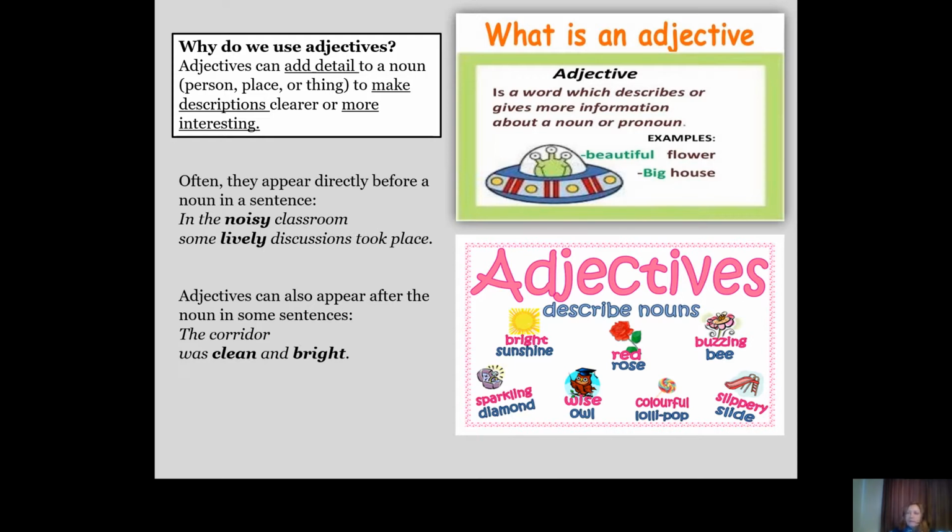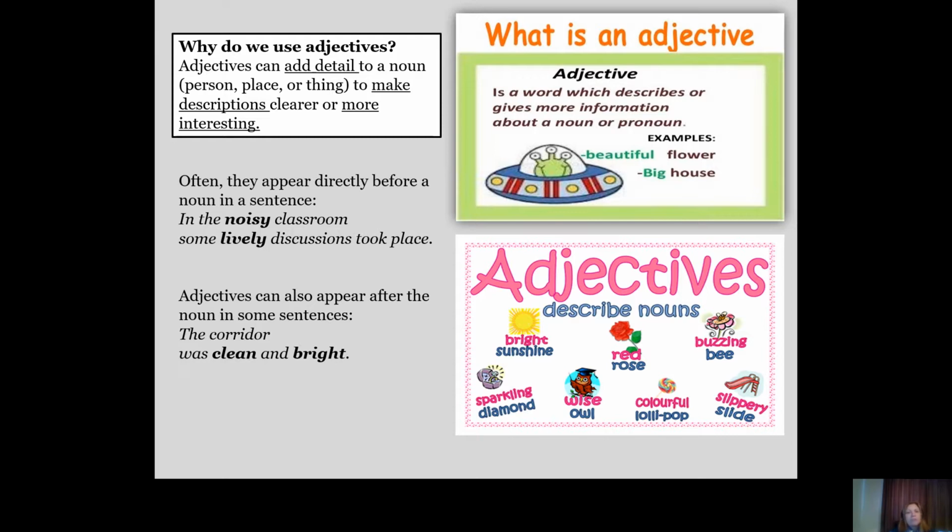Quite often, and it's taught this way to make it easy for them to start with, they come directly before the noun. So the noisy classroom, the lively discussions, okay? But they can come after the noun. If you look at the bottom one, the corridor was clean and bright. Yeah, it doesn't have to come before, but quite often they will.